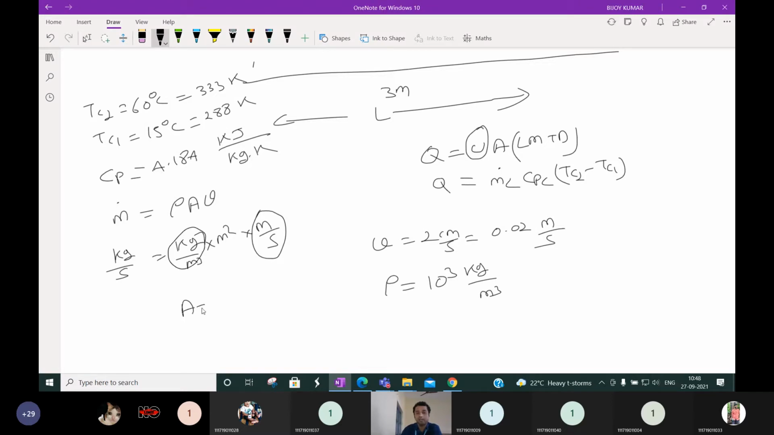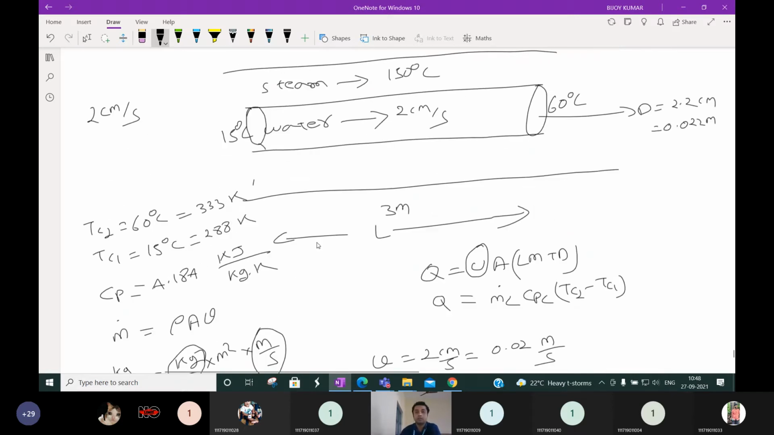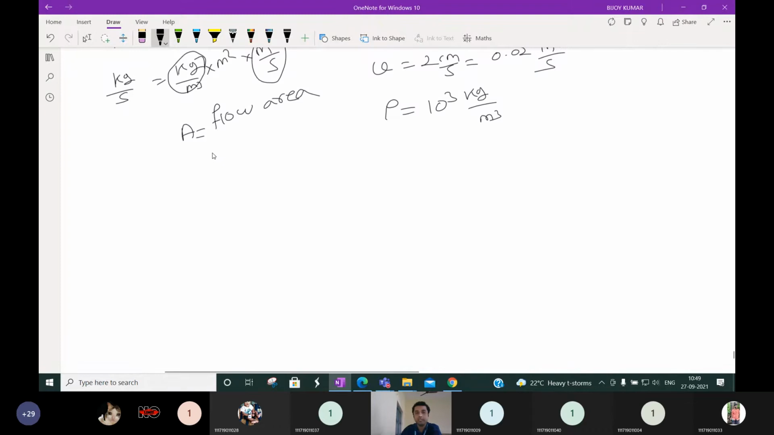Then A. Area of what? The flow area. Water is flowing now, so this is the flow area, and this diameter is given. The flow area will be how much? Pi by 4 d square. This is a circle, and through this area only the water is flowing, sorry, not in this direction, in this direction. The water is flowing through it, so this is the flow area. This flow area is nothing but pi r square, or we can say pi by 4 d square.